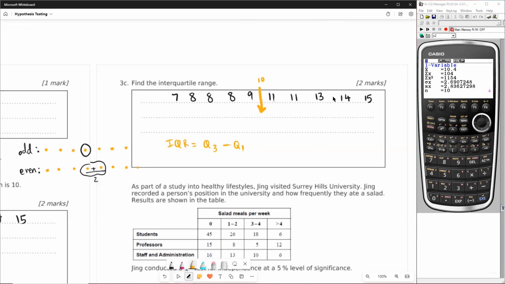It's the median of all the numbers that are greater than the median. So when you look at all these numbers, their middle number is 13. That is your upper quartile. That is Q3. Then the lower quartile is the median of all the numbers that are less than your median. So that's this one. That's your lower quartile. And that gives you a 13, take away 8, and that's a 5. That's the interquartile range.